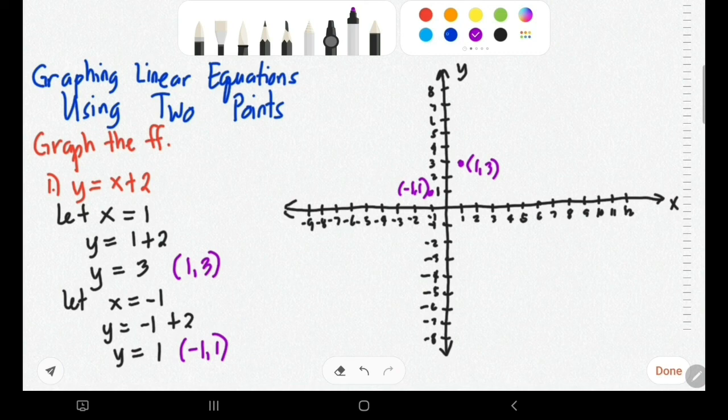And then next is to connect the 2 points. As you can see, class, I put 2 arrows at the end because this line is infinite, so it continues. So do not forget to draw arrows on the line. So this is the graph for y equals x plus 2.